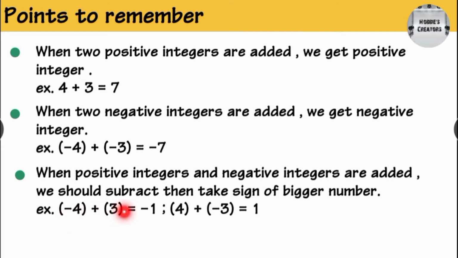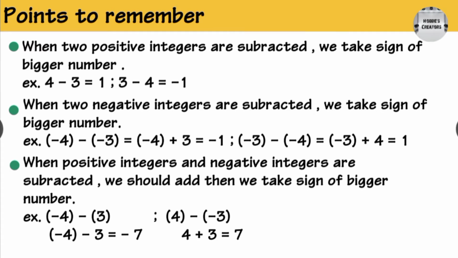4 minus 3 is nothing but 1. And you have to take the sign of the bigger number. So here the bigger number is 4 and we have a minus sign. So minus 1. See another example, 4 plus minus 3. If we have a positive and a negative integer, then we have to subtract. So 4 minus 3 is 1. The bigger number here is 4, and its sign is positive. So plus 1. Now we can move on to the next points.